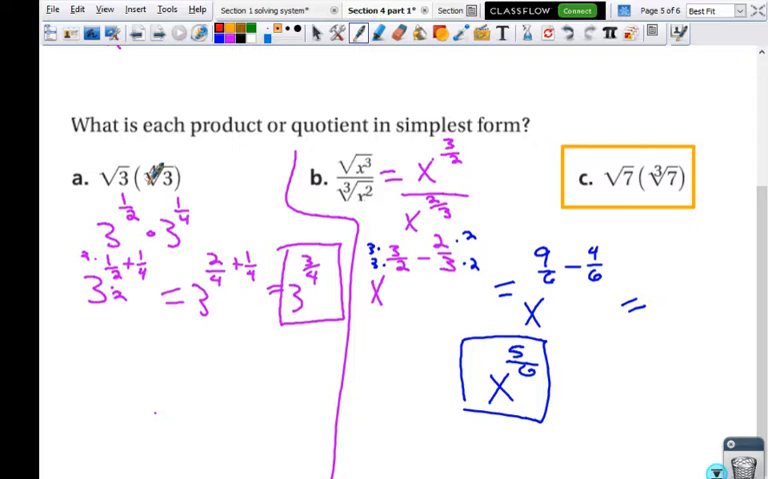Bro, she's growing. I need to change. Now we can do this.